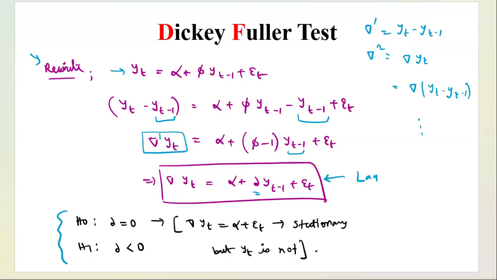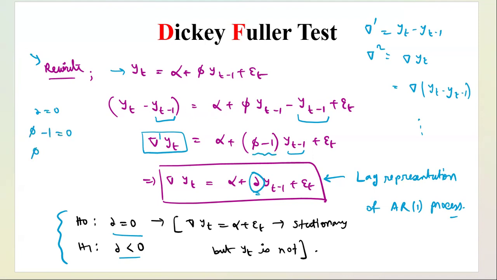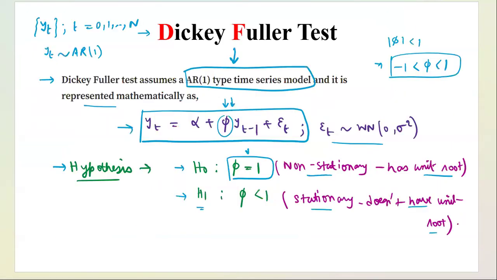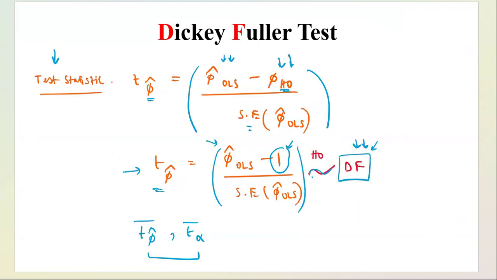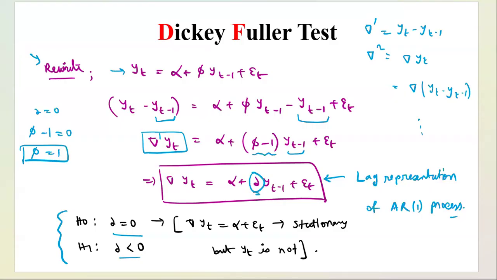This is the lag representation of the AR1 process, right? Now you can again take the slope parameter as delta here, and define your hypothesis this way. If delta is 0, what does delta 0 mean? Delta is nothing but phi minus 1. So phi minus 1 is 0, or phi equals 1. This is the same thing that we have done earlier. That can be written as delta equals 0, which means the process is non-stationary and has a unit root, right? That is what I have written here.